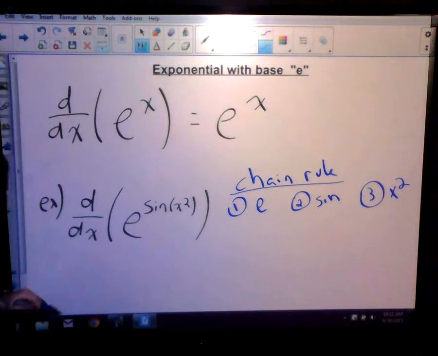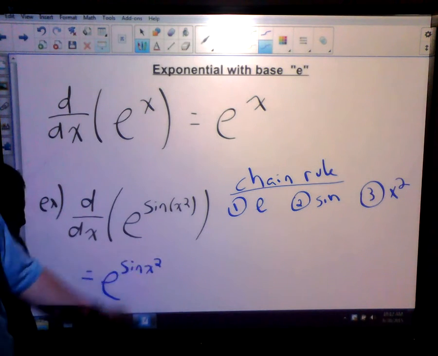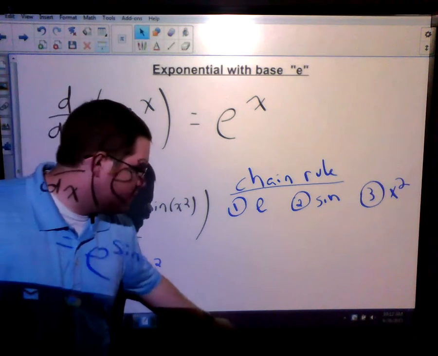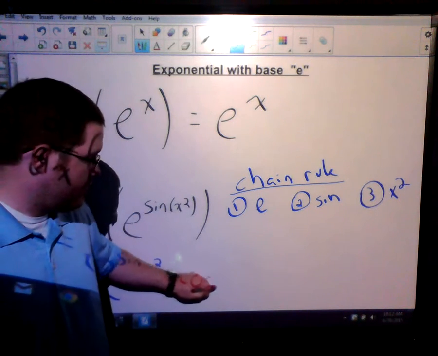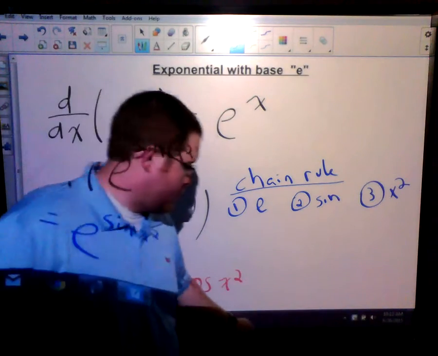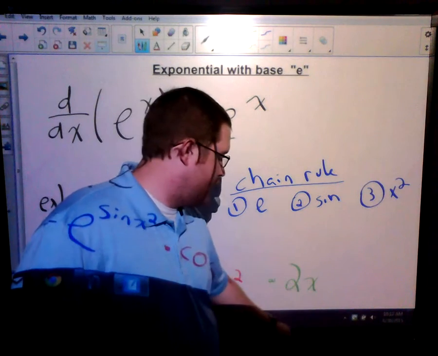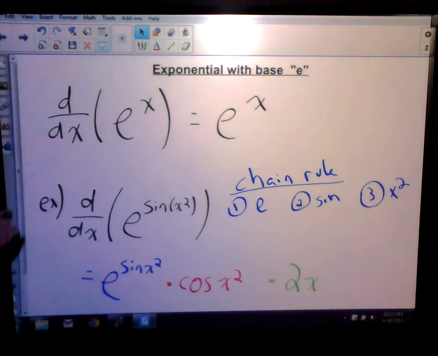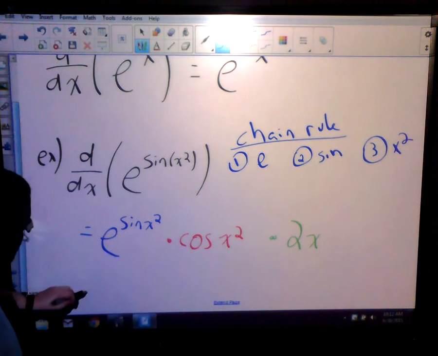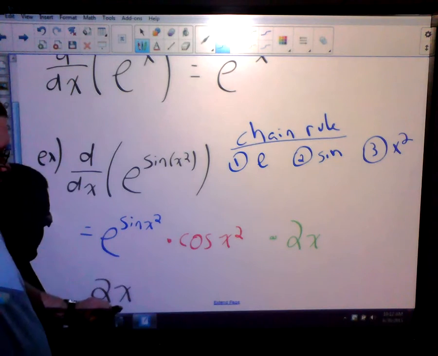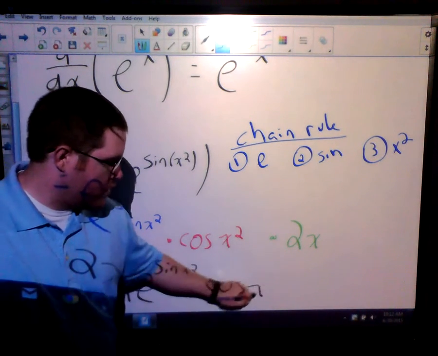So what is this derivative? It's e to the same thing times the derivative of sine, which is cosine of the same thing, times, what's the derivative of x squared? 2x. Now how you want to write this is your own business. I'm going to do 2x e to the sine x squared cosine x squared.